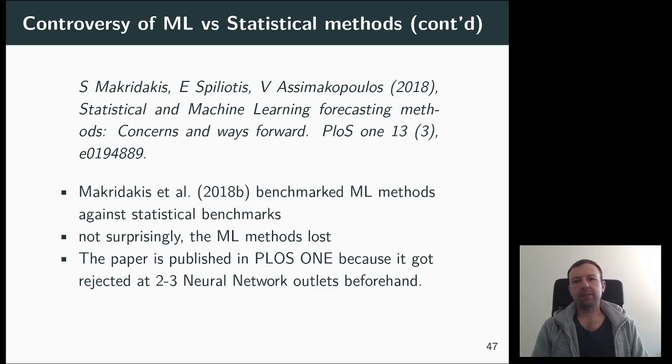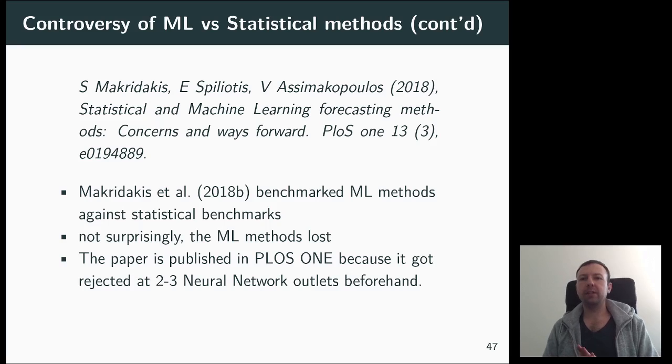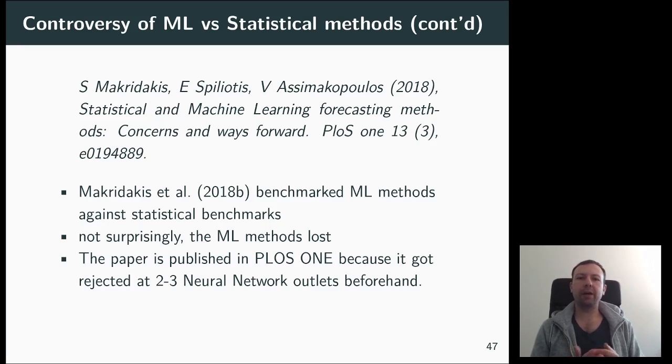So Makridakis and his colleagues in 2018 wanted to point that out in a paper where they benchmarked machine learning methods against statistical methods. The paper is called "Statistical and Machine Learning Forecasting Methods: Concerns and Ways Forward." And not surprisingly to forecasters, the machine learning methods lost, because they had lost in many competitions before.